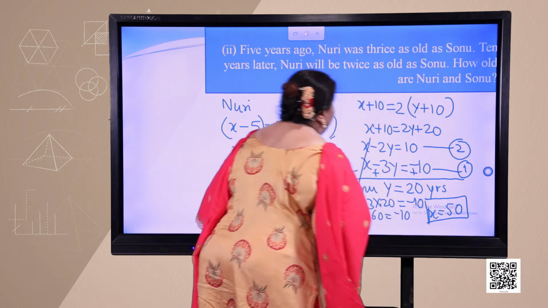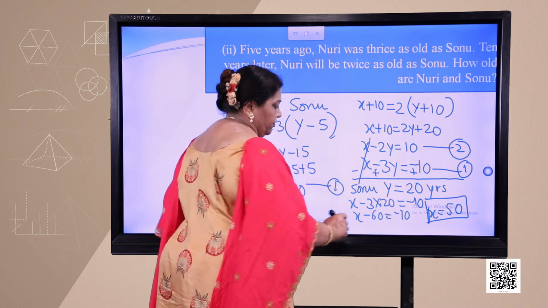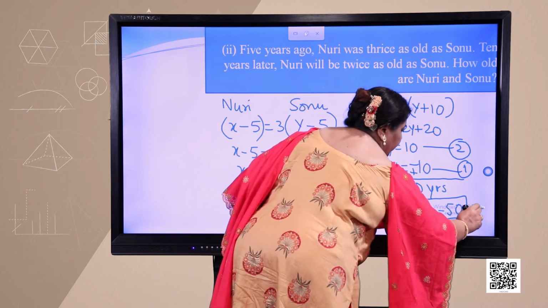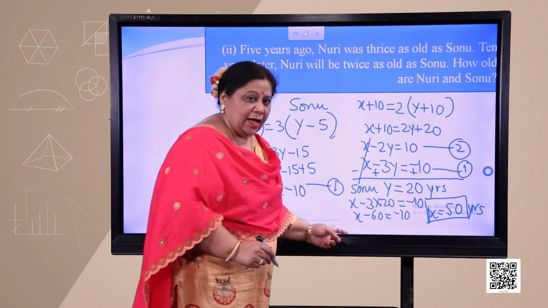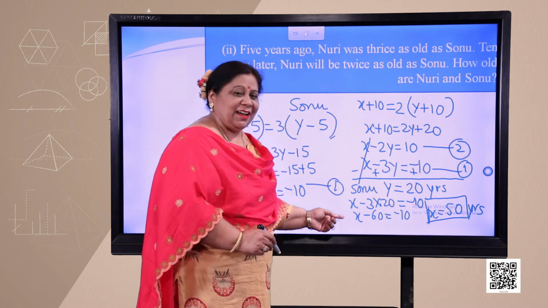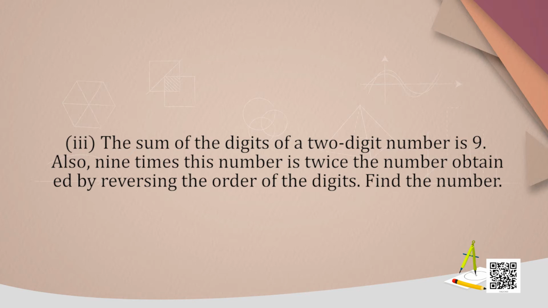Age of Noori is 50 years and Sonu is 20 years. I hope the steps are clear. Let us see the next question.